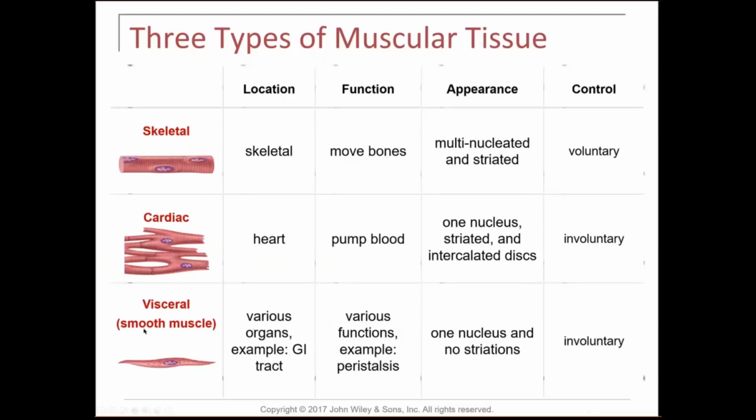Visceral muscle, or better known as smooth muscle, is named because it lacks striations. So smooth refers to its appearance. There are no striations. There's none of that banded pattern here, okay? It's a smooth spindle-shaped fiber, all right? Each one of these cells is going to be a spindle-shaped fiber.